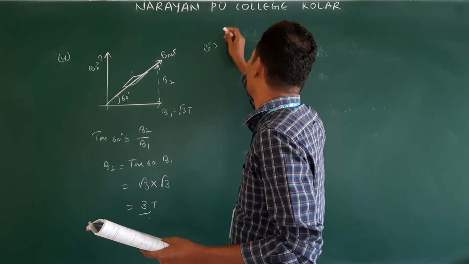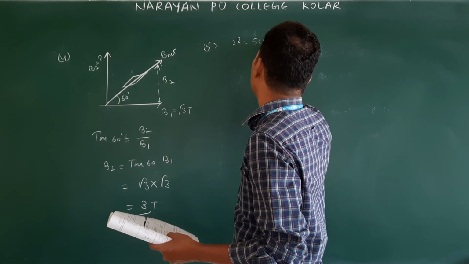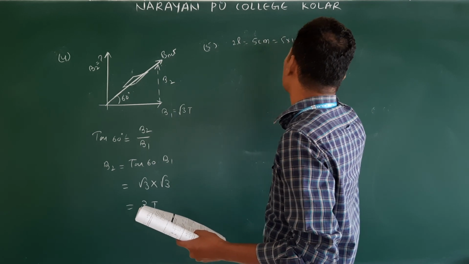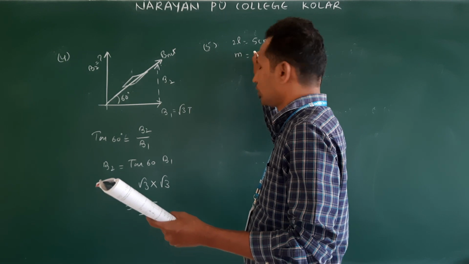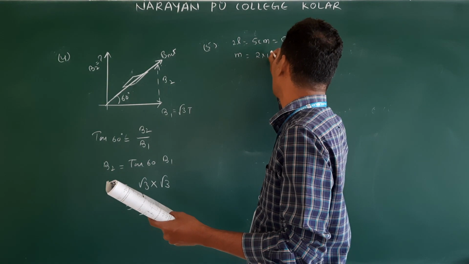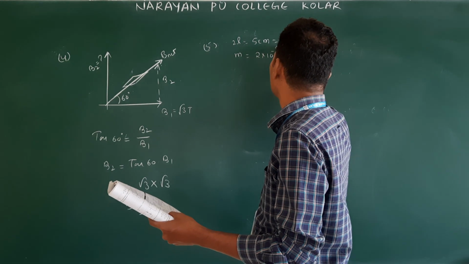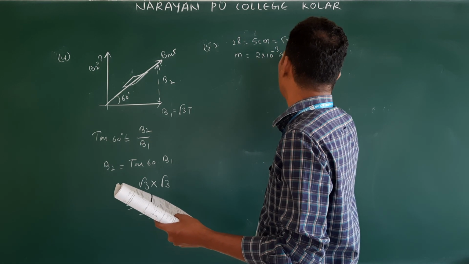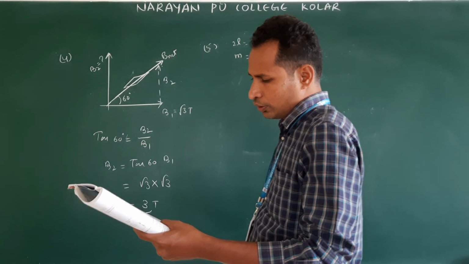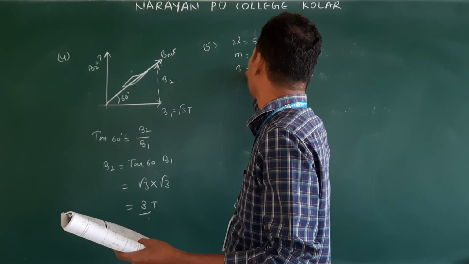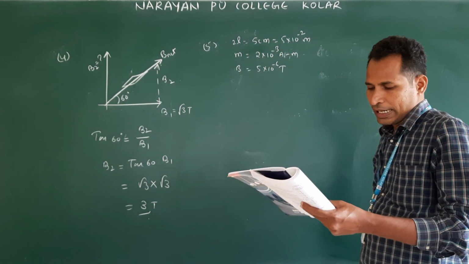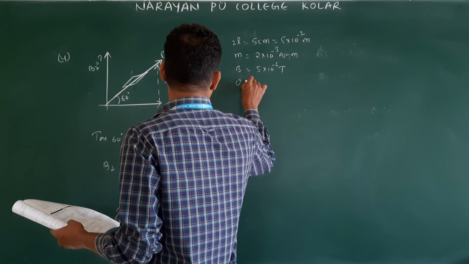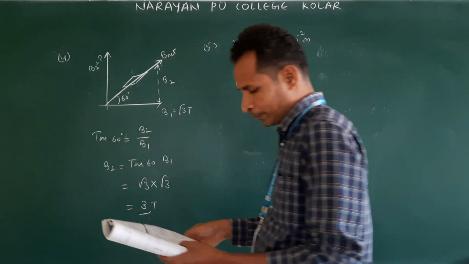Bar magnet of length, so 2L is equal to 5 cm. This is 5 into 10 power minus 2 meter. 2L itself is the length of the magnet, having pole strength small m. Small m is equal to what? 2 into 10 power minus 3 ampere meter, in a uniform magnetic field B. What is that? 5 into 10 power minus 6 Tesla. Angle between magnetic moment and field is given: theta is equal to 37 degrees.